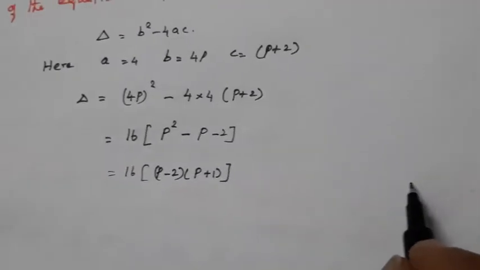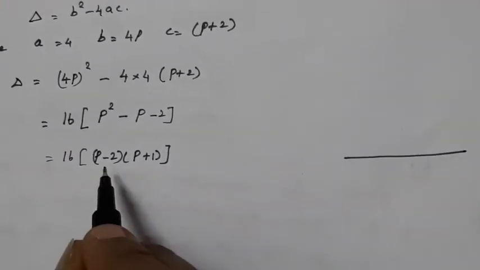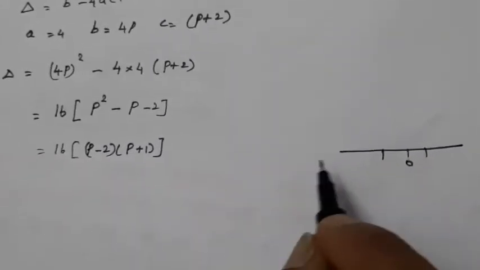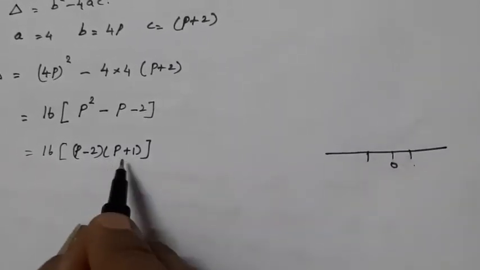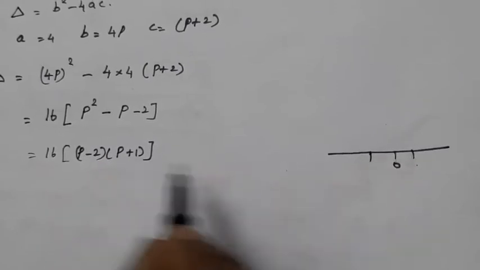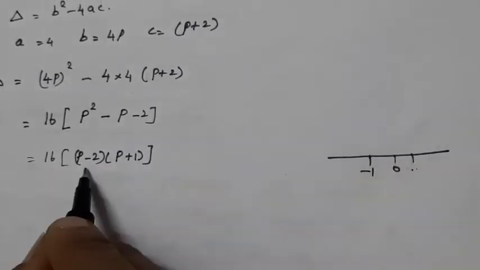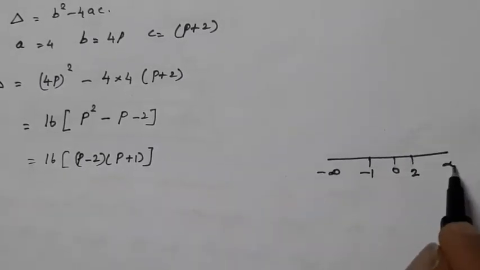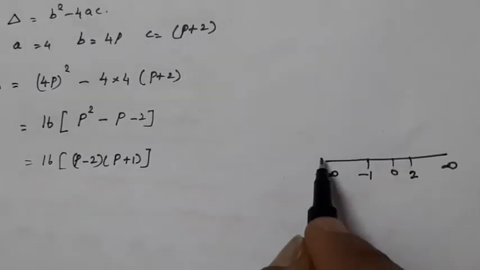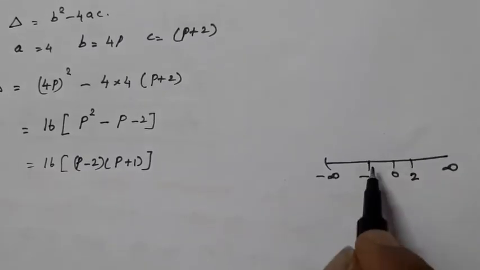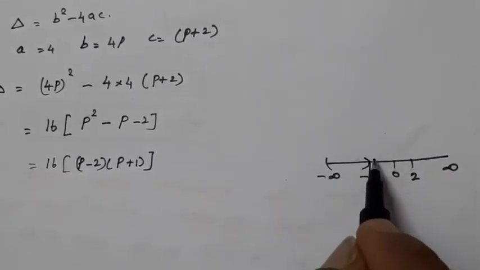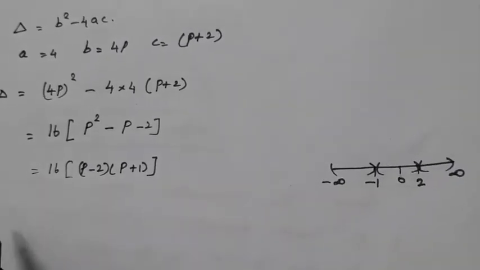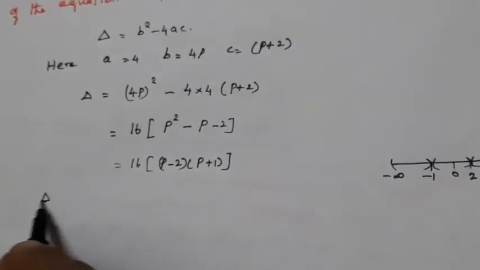So, first of all, let us take a real line. Here minus 2 and minus 1 means 0, and then for plus 1, that is, if p plus 1 is a factor, what would be the value of p? It will be minus 1, and p minus 2 is a factor, means it would be equal to plus 2, and here it is minus infinity, plus infinity. So, we can split this into 3 intervals, that is minus infinity to minus 1, minus 1 to 2, and 2 to infinity. Okay.